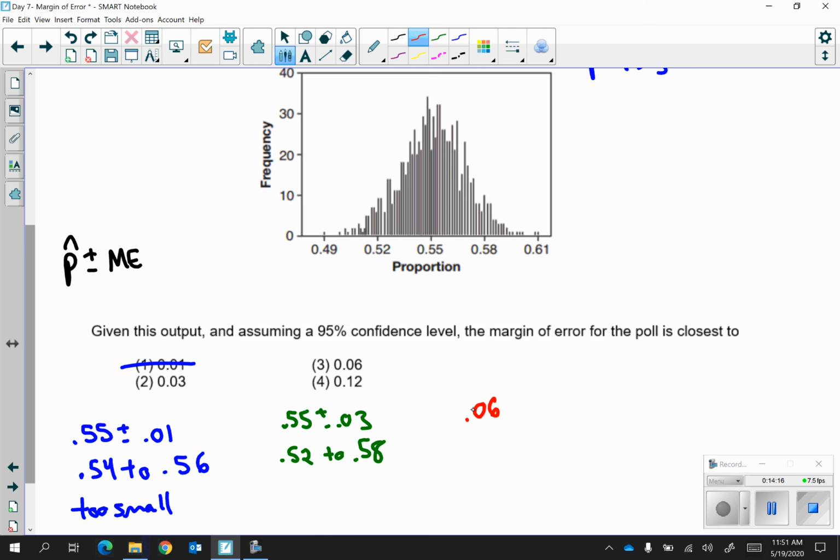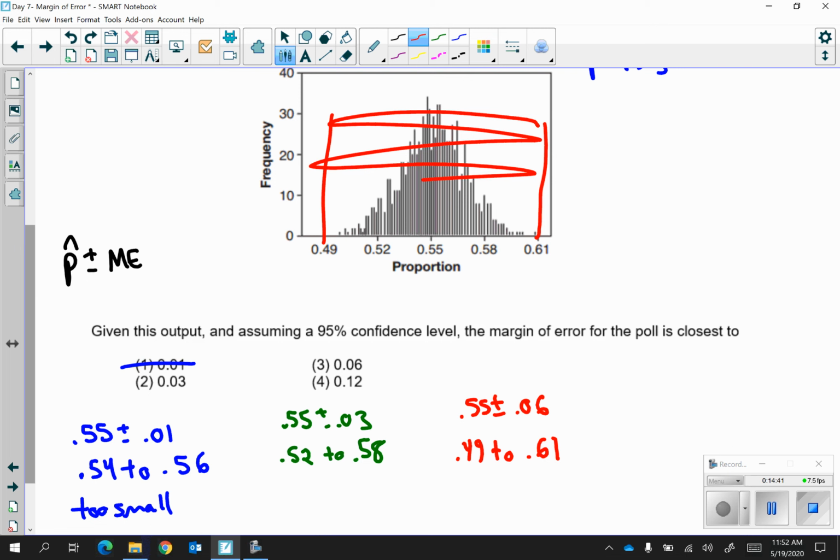0.06. Oops, sorry. We have 0.55 plus or minus 0.06. That's what I meant to write. Now that's going to bring you to 0.49 to 0.61. Go to the graph, 0.49 is here, 0.61 is there. Is that 95% of the data? To me, that's 100% of the data. So this one is too large. And we're going to cross that off from being a possible answer.